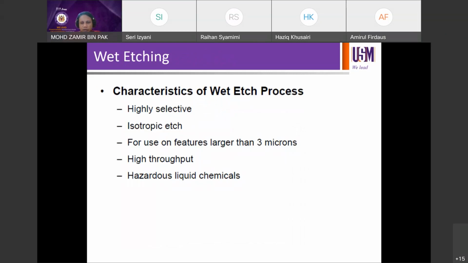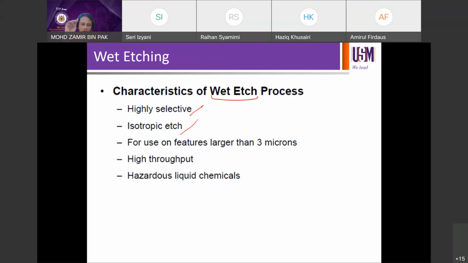Characteristics of wet etch. So now let's talk about wet etching. Usually it's highly selective, just like what we discussed on HF to SiO2. Isotropic usually, except for those which are anisotropic. Not all wet etching is isotropic, some are anisotropic. And when you talk about etching, you have to understand that it's not always silicon that you want to etch. You want to etch silicon oxide, silicon nitride. You want to etch some metals.